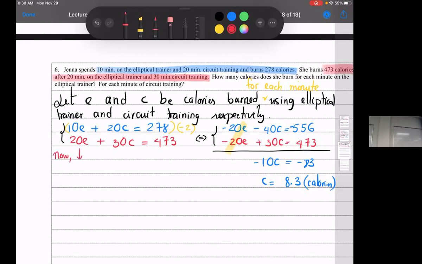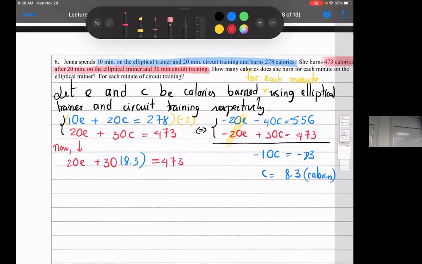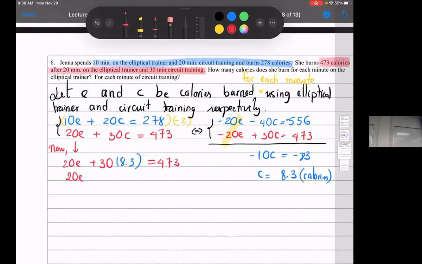So 20E plus 30 times 8.3 equals 473. You could have picked the first equation. It's okay. It's just convenient for me because it's already on the bottom. What's 30 times 8.3? 249, is that it? Neat. And then subtract 249.